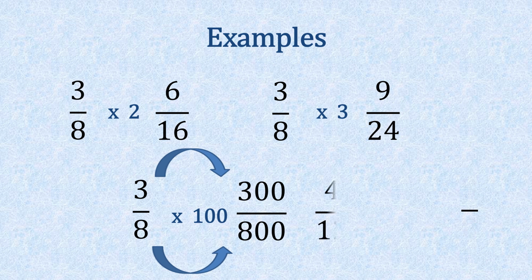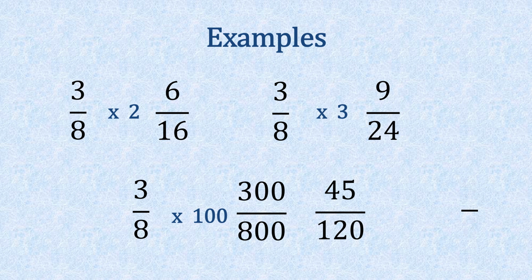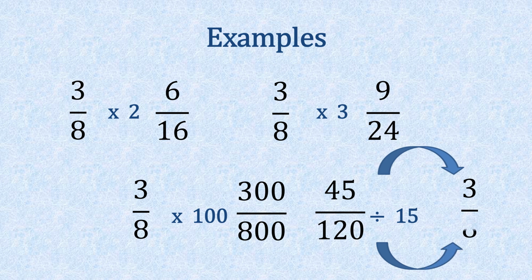Now you may be asked to reduce an equivalent fraction, so we need a number that divides into the top and bottom. I'm pretty sure that's 15. So 45 divided by 15, that's 3, and 120 divided by 15, that's 8. So giving us 3/8 again.